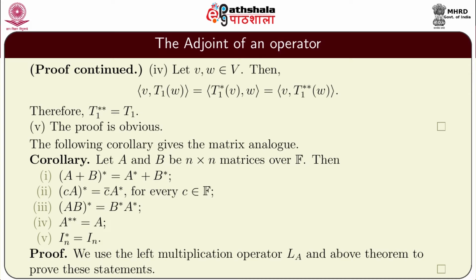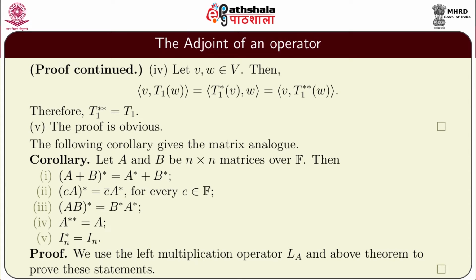For the fourth part, if V and W are vectors, then inner product V comma T1 W is inner product T1 star V comma W, and that is equal to inner product V comma T1 double star W. Therefore, T1 double star is T1. And for the fifth part with the identity operator, the proof is absolutely obvious. Now, the following corollary gives the matrix analog.